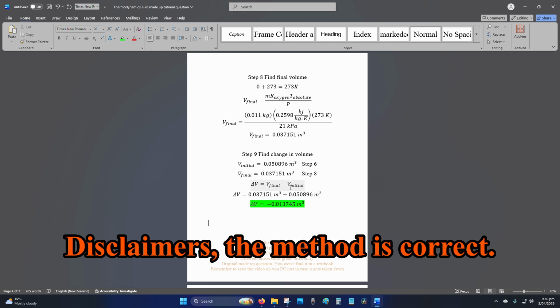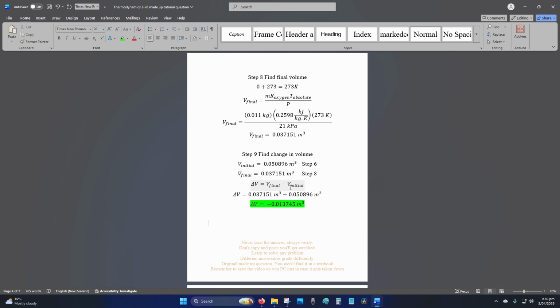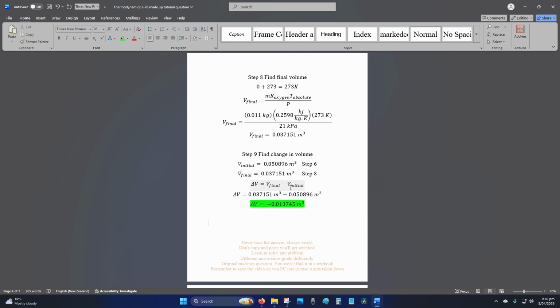Disclaimers: the method is correct, however I do make calculation mistakes. I encourage you to solve it yourself and see if you get the same answer.